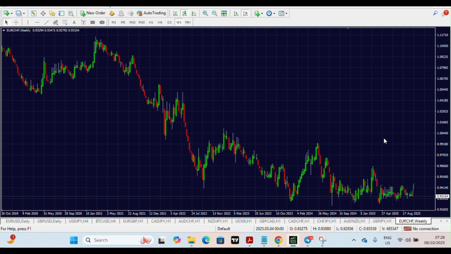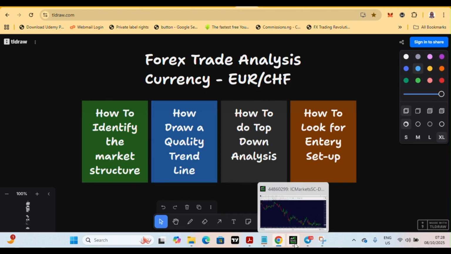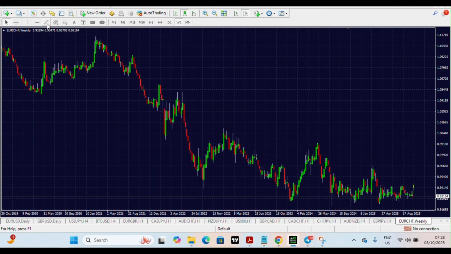Now let us go further. I want to show you how you can use trend lines also, how you can draw quality trend lines to enable you determine the overall market structure. That is the next topic we're going to look at, how to draw a quality trend line. So how do you do that? You grab your trend line tool. From one point to the other, you just draw your trend line.